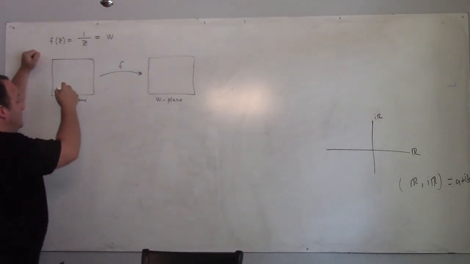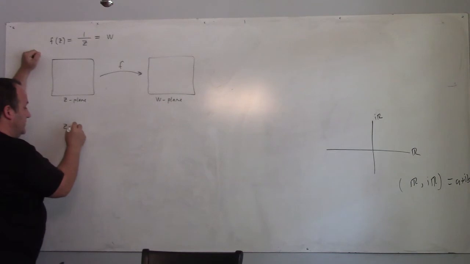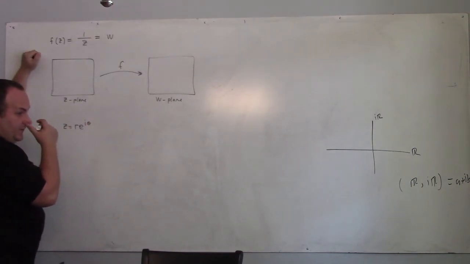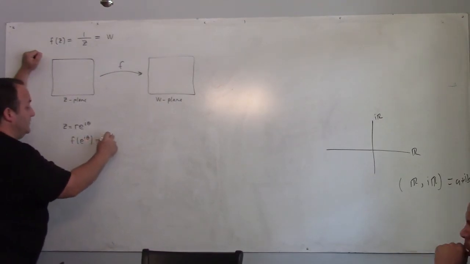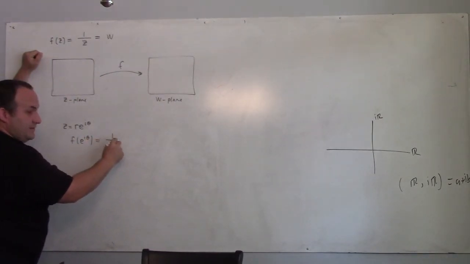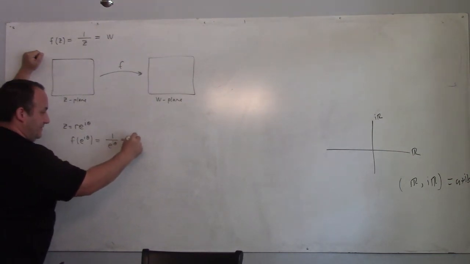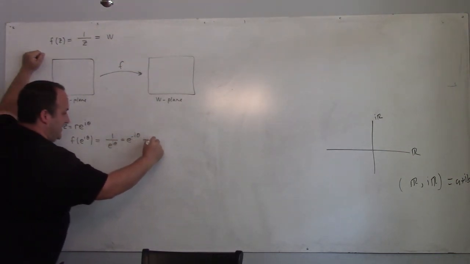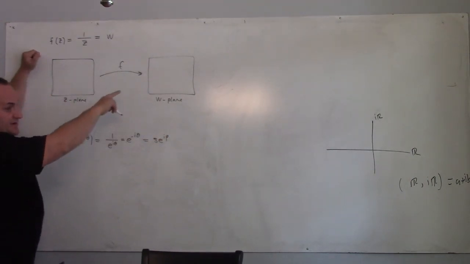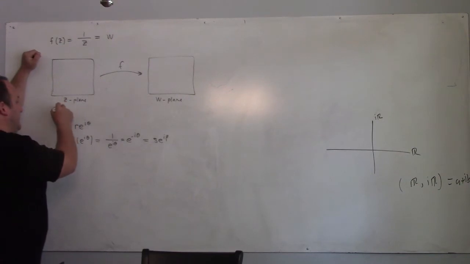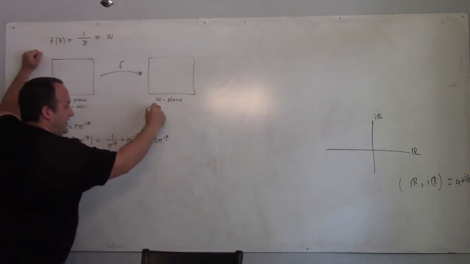Mhm. So if we look at z equal to r e to the i theta, that's the polar form of a complex number. You notice that f of e to the i theta equals 1 over e to the i theta, which is equal to e to the minus i theta. So if I say that this is equal to s e to the i beta, I'm using polar coordinates s and beta over there. Here I've got r, theta polars. Over here I'm going to say I have s, beta polars.